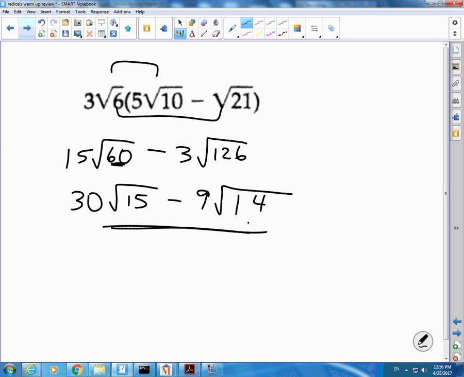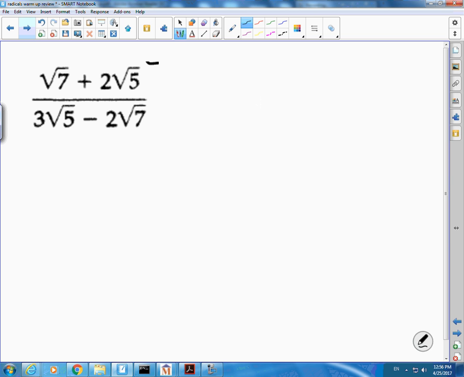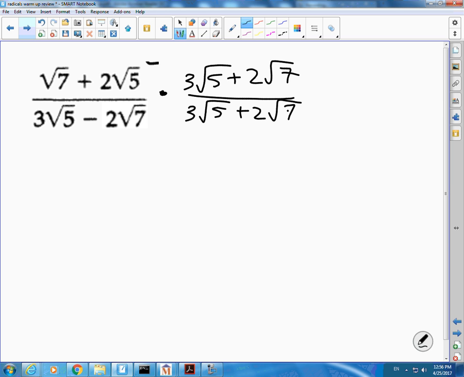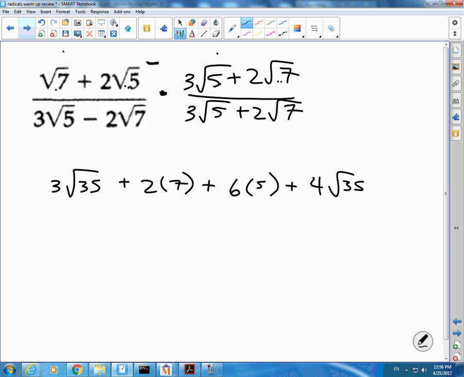They're not alike terms. Next, this one, I'm going to have to rationalize my denominator here by multiplying by the conjugate of this denominator. And then I have to use my foiling skills. All right, this term times this term is 3 root 35. That's first times first. Outside times outside is 2 times 7. Inside times inside is 6 times 5. And last times last is 4 root 35.